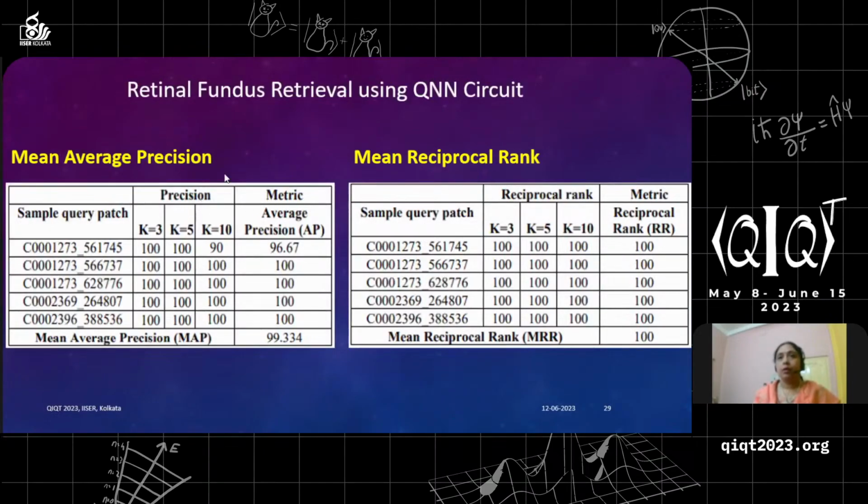Now, we have considered some of the image patches, for k equal to 3, 5, and 10, that is rank values 3, 5, and 10, and this is the maximum average precision we have obtained. Similarly, for reciprocal rank, we are always getting the first similar image at rank value 1. That is why the mean reciprocal rank we have obtained is 100.